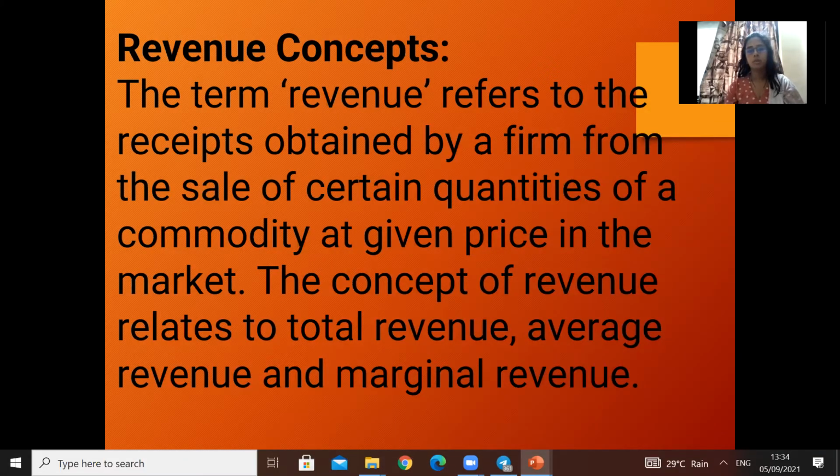Hello students, in this lecture we are going to cover the revenue concept. In the last lecture we have seen the cost concept. Now we are going to study the revenue concept. So let's begin with that.